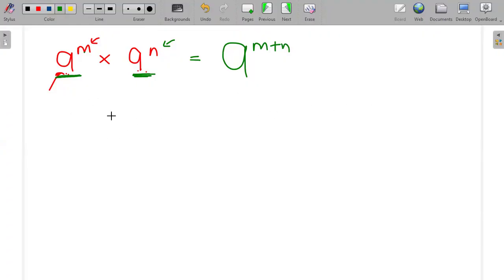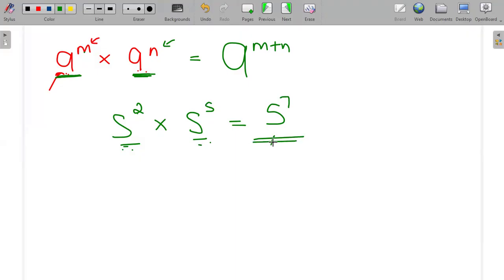An example of this, or an application, would be if I have 5 to the power 2 being multiplied by 5 to the power 5. To simplify this, we just write the one base because it's common. So it will be 5, and then 2 plus 5, that would be 7. So that would be 5 to the power 7. If you multiply 5 to the power 2 with 5 to the power 5, it's the same as just saying 5 to the power 7. You can see this one is more simplified, and it saves time.